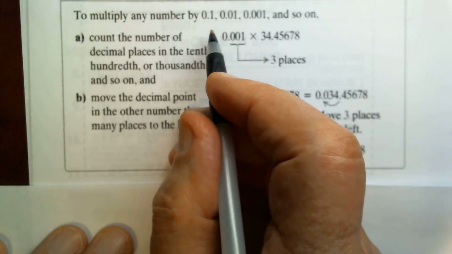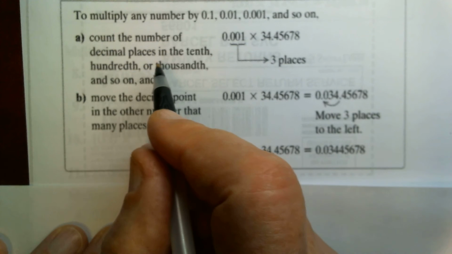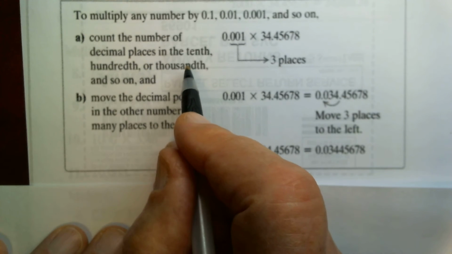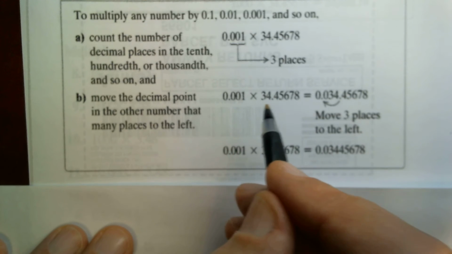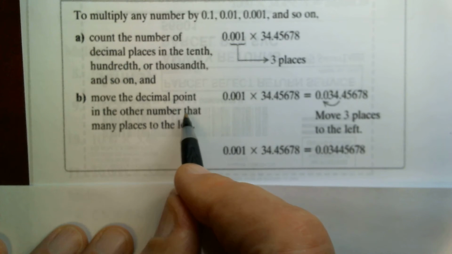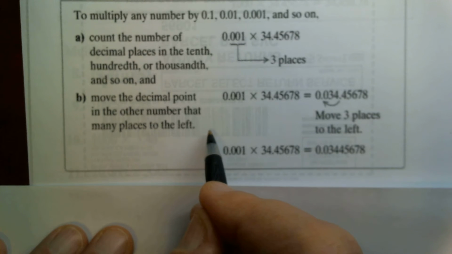Multiplying any number by 0.1, 0.01, 0.001, and so on is really easy. You simply count the number of decimal places in the tenths, hundredths or thousandths, and so on, and then move the decimal point in the number that many places to the left.